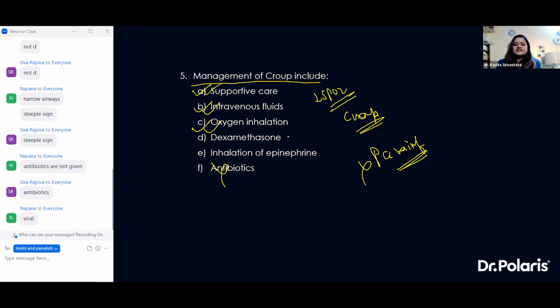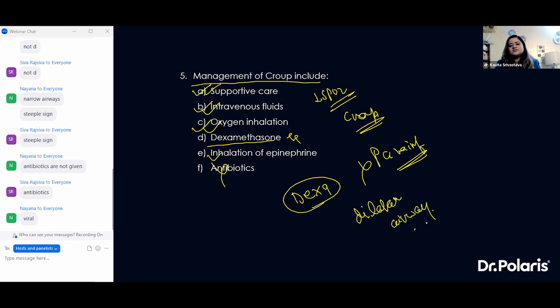The most important step in the management of croup is giving a steroid dose. So the drug of choice is dexamethasone. We give a start dose of dexa so that the inflammation subsides. Inhalation of epinephrine is another very important step in the management. This is going to result in dilatation of the airways. So the relief of the symptoms can happen if there is dilatation of the airways, which were initially narrowed down.